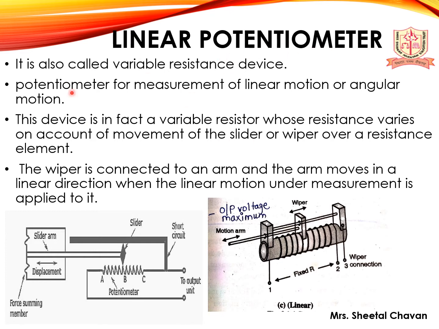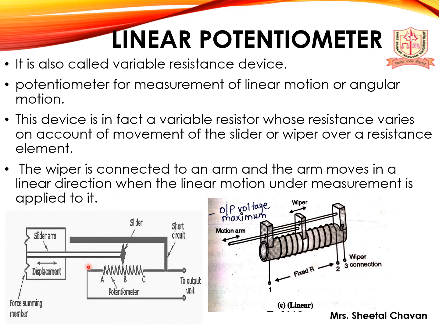Linear potentiometer. It is called a variable resistance device, used for measurement of linear motion or angular motion. This potentiometer is in fact a variable resistor whose resistance varies on account of movement of the slider or wiper over a resistance element. The wiper is connected to an arm, and the arm moves in a linear direction when the linear motion under measurement is applied to it.